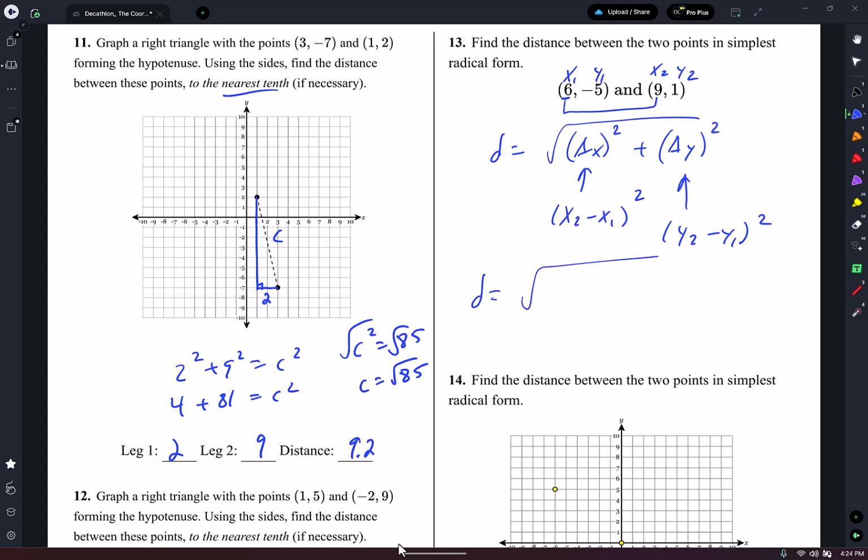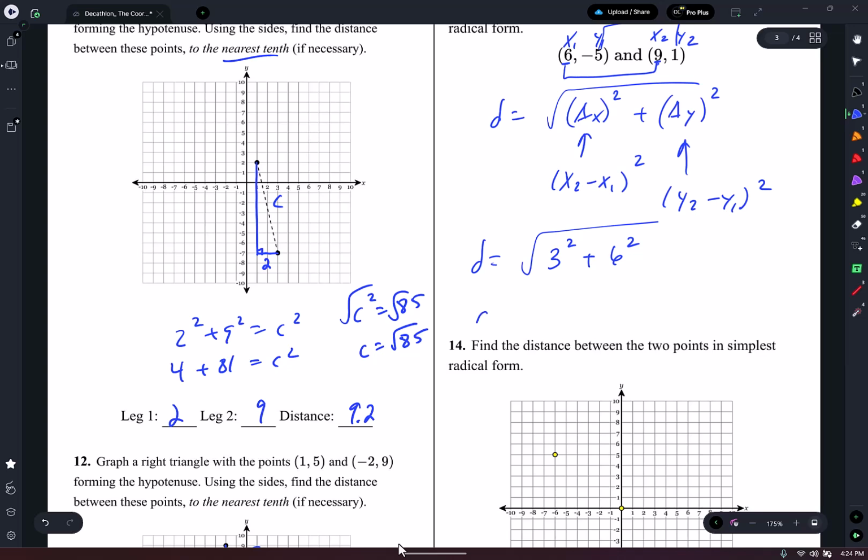The difference between 6 and 9, or 9 minus 6, is 3. So 3 squared plus the difference between negative 5 and 1, that's 6. So 6 squared. I guess I should say 1 minus a negative 5 instead of negative 5 and 1. Do you guys see that or no? So there it is. You don't have to do it like this if you don't like it. By the way, this is also the Pythagorean theorem. You're just taking the square root already.